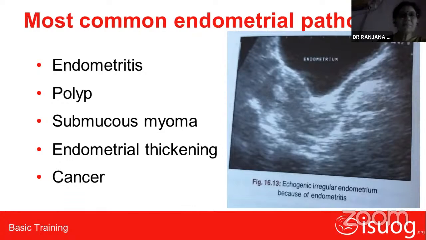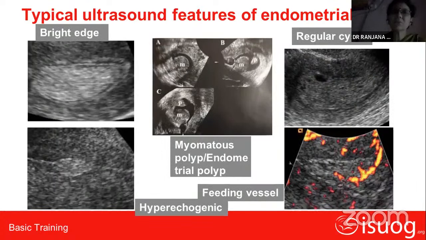The second is polyps. The typical ultrasound features of endometrial polyps are bright edges. Why bright? Because it is the interface between the outer layer of the polyp and the uterine endometrial cavity. See, in the second picture, you are seeing it is hyperechoic. Then in the third, on the right side, you are seeing a regular cyst. And then on putting a Doppler, we are seeing a feeding vessel.